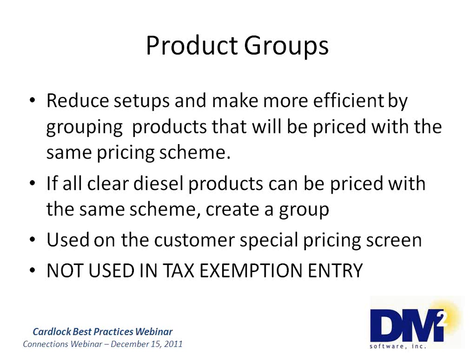Product groups. Product groups were designed to reduce setups and make things more efficient by grouping products that are going to be priced with the same scheme. If all clear diesel products can be priced with the same scheme, create a group for them. And again, this is used on the customer special pricing screen as well. It is not used in tax exemption entry. Okay? Pricing only, customer special pricing only.